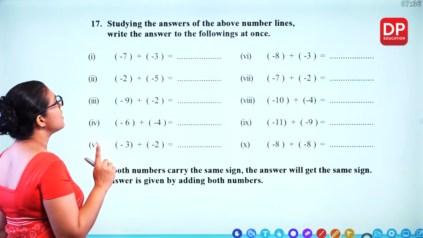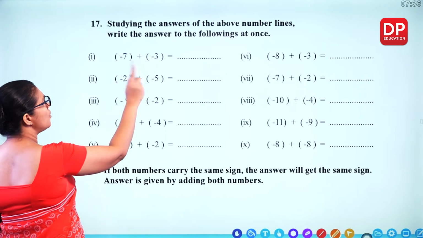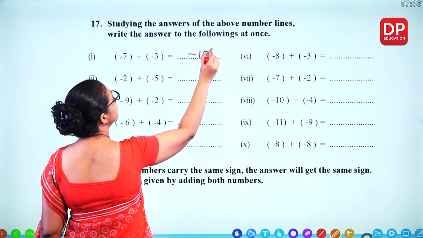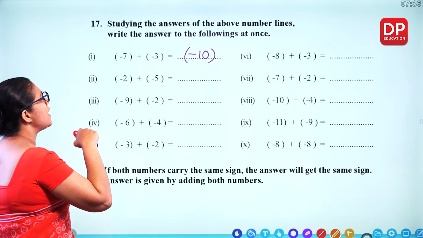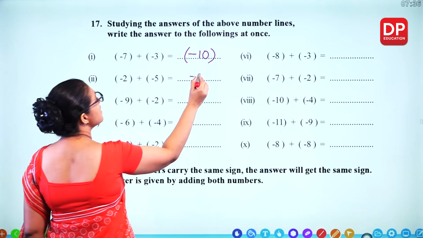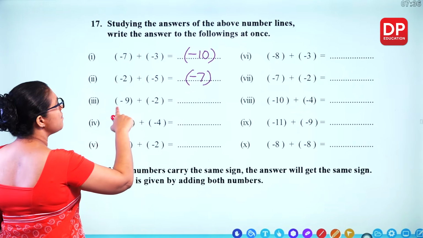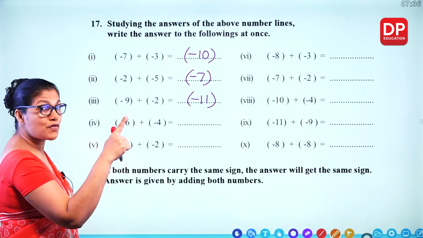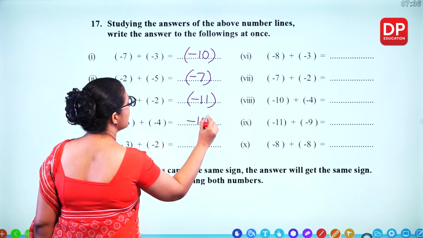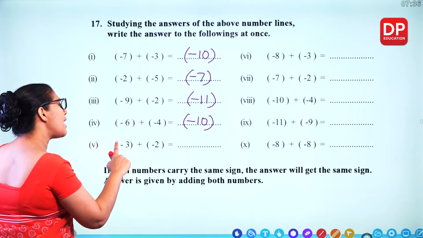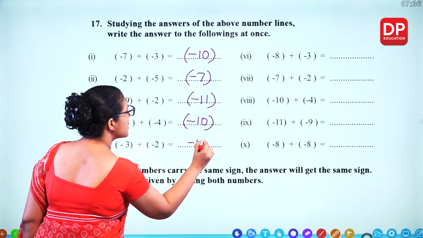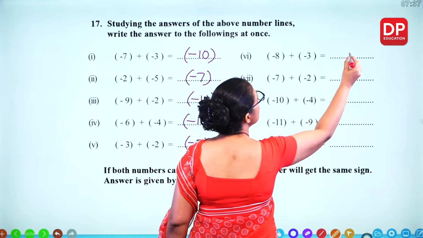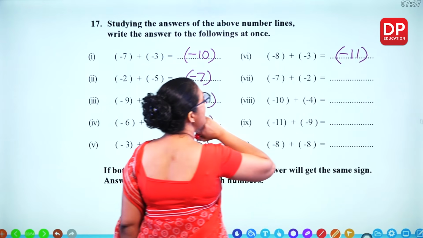Now we'll use that property. Both same sign. Minus 3 minus 7, minus 10. Minus 5 and minus 2 here, minus 7. Minus 9 minus 2, minus 11. Minus 6 and minus 4, minus 10. Minus 3 and minus 2, you get minus 5. Minus 8 and minus 3, minus 11.